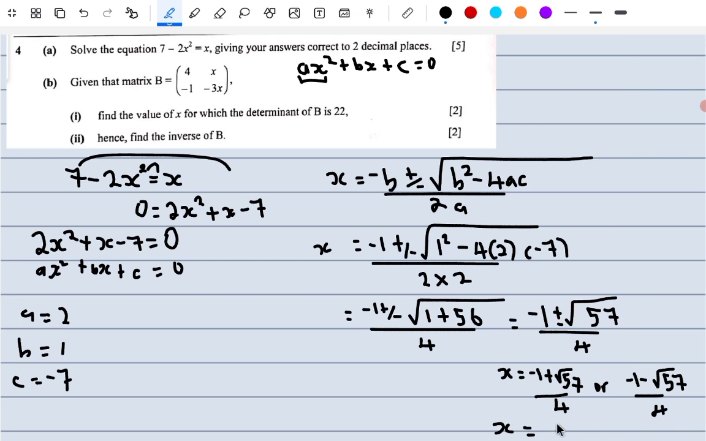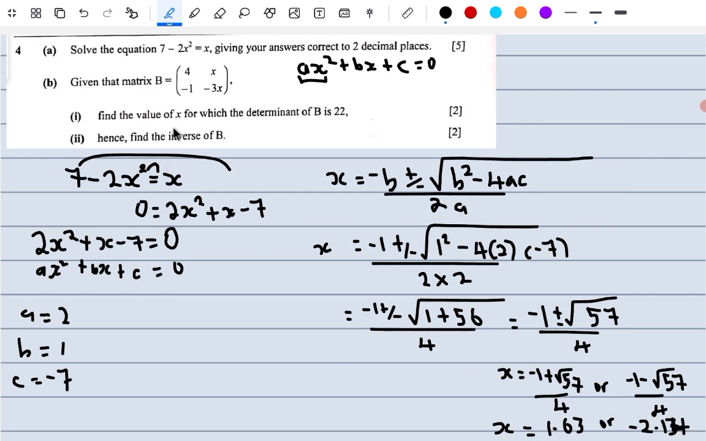Okay, so this has given me 1.63. You say, or the other part again. You start with negative 1 minus square root 57, divide by 4. You get negative 2.13, and to 2 decimal places. We can just make this one a 4. Okay, this one will just be a 4.